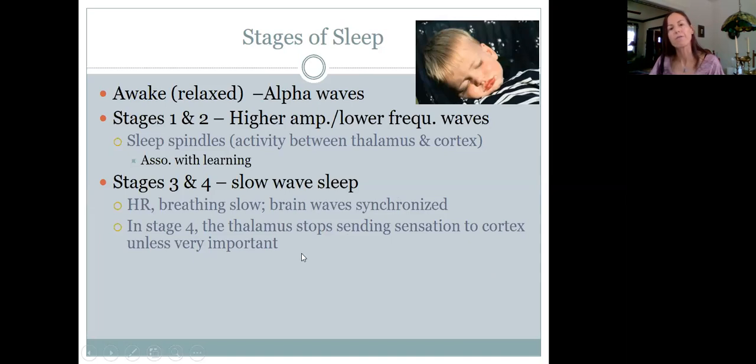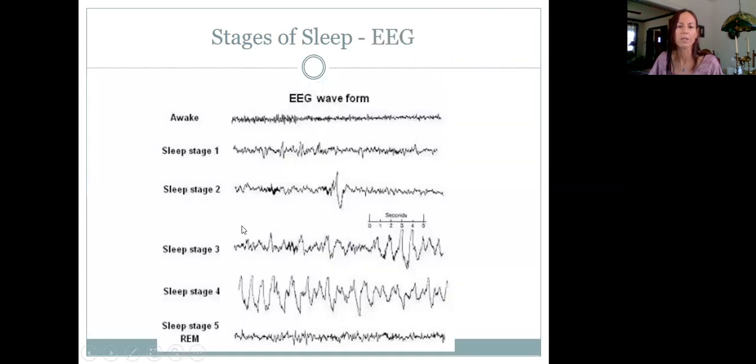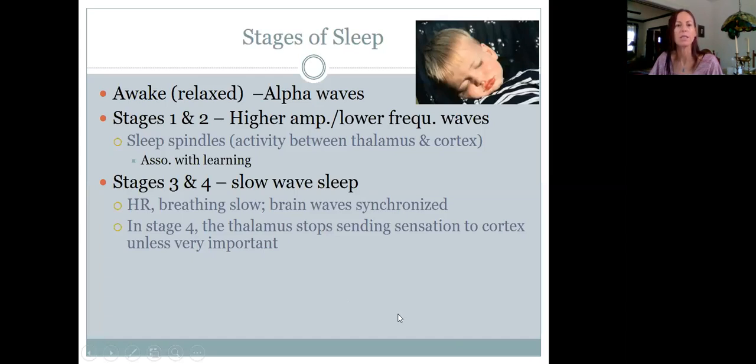Stages 3 and 4 are involved in slow wave sleep. During that time, when those waves get really big down here in stages 3 and 4, we start to see that our heart rate slows down, our breathing slows down, and the brain waves become very synchronized. In stage 4, the thalamus stops sending sensation to the cortex. So it's really hard to wake somebody up during that time.